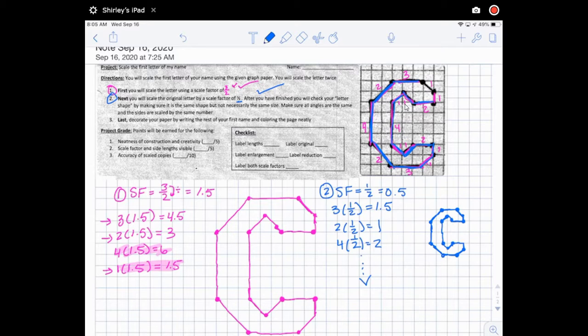And then last, it says decorate your paper by writing the rest of your name. So then you would just want to go ahead and fill in your paper, decorating however you want. Write in the rest of your name. If you want to use decorative letters, if you have some colored pencils or some markers, okay, this is going to be graded on the neatness that you're using, accuracy of your scale factor, and accuracy of your scaled copies. Okay, so you want to make sure you have all of that included.